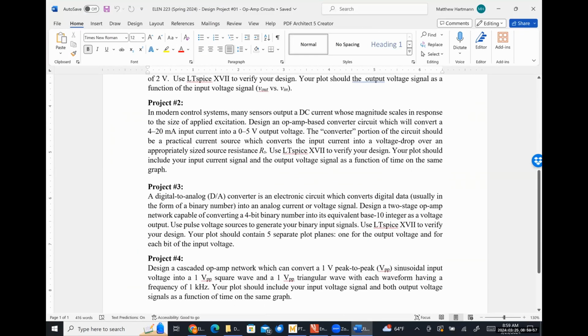The third one: a digital to analog converter is an electronic circuit which converts digital data, usually in the form of a binary number, into an analog current or voltage signal. I am asking you to design a 2-stage op amp. This is technically going to require something we're going to talk about on Wednesday, which is cascaded op amps, but we can sort our way through a couple of things here. Design a 2-stage op amp network capable of converting a 4-bit binary number into its equivalent base 10 integer as a voltage output. And then I tell you a couple of constraints on how I want you to do things. So let's talk about this one a little bit here.